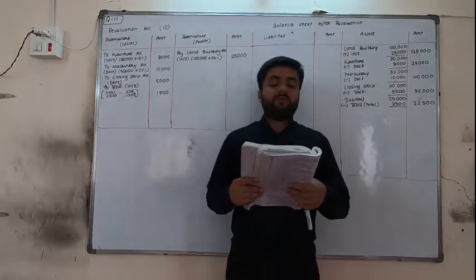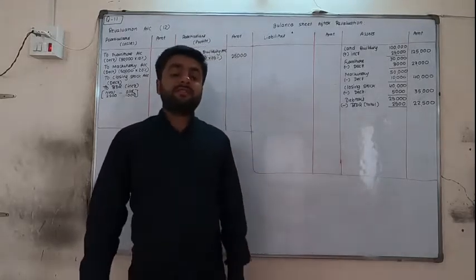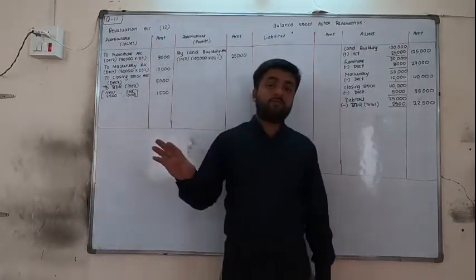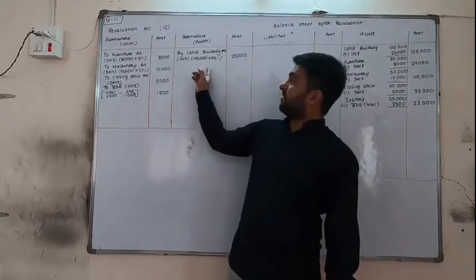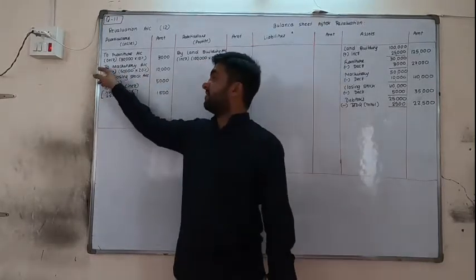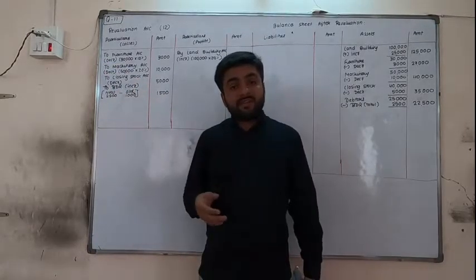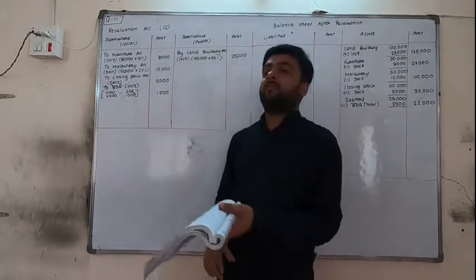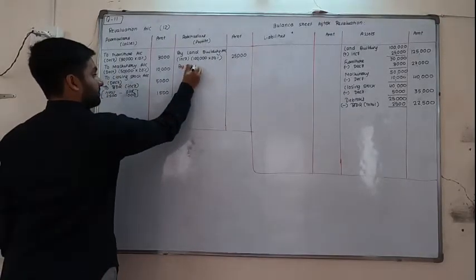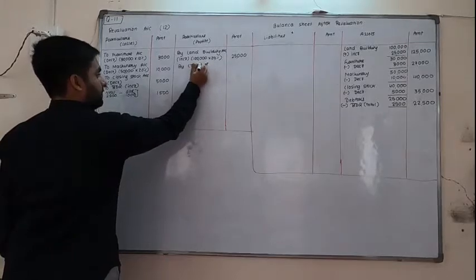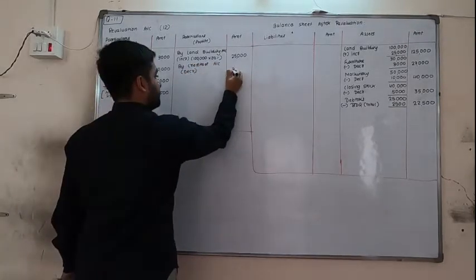Next, an amount of 3,000 among the creditors is not to be paid. Now creditors is a liability. Creditors not to be paid means liability is decreasing. So don't show it here. Don't think that credit side is always increase and debit side is always decrease. See, decrease and increase is also there. So liability is decreasing, so it is our profit. Profit means revaluation credit. By creditors account in bracket decrease by how much? 3,000.